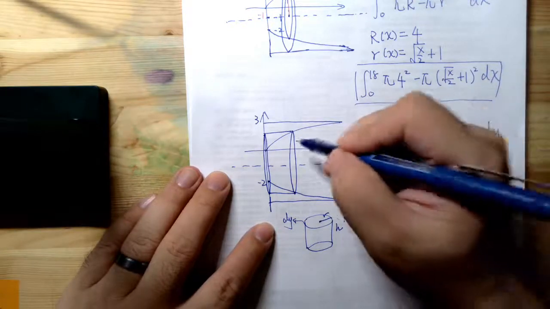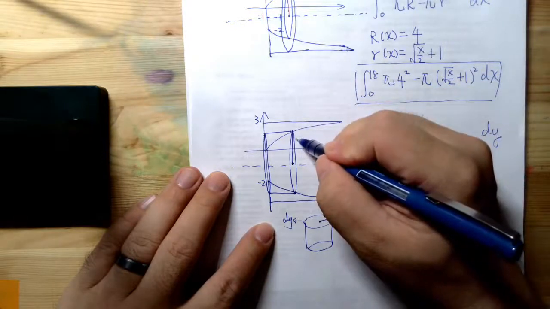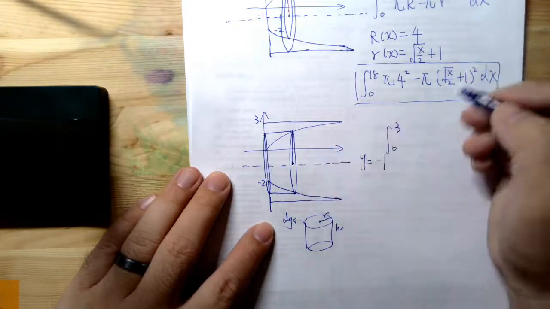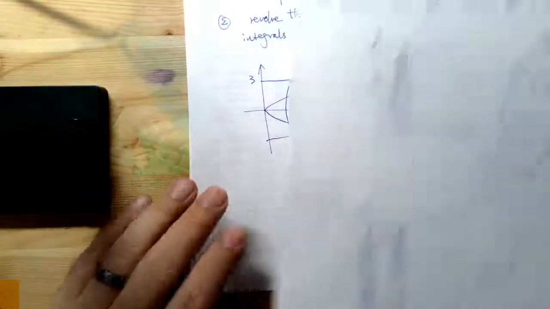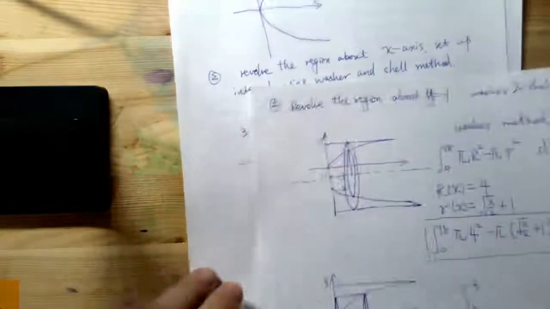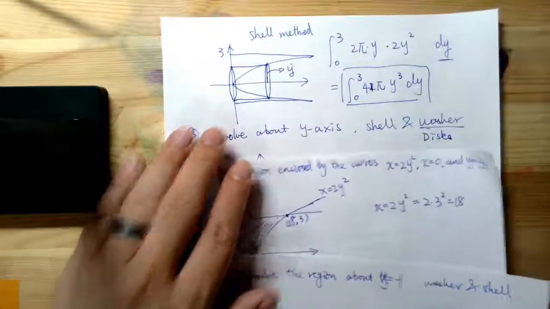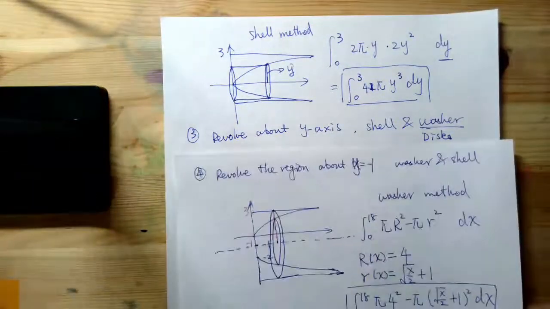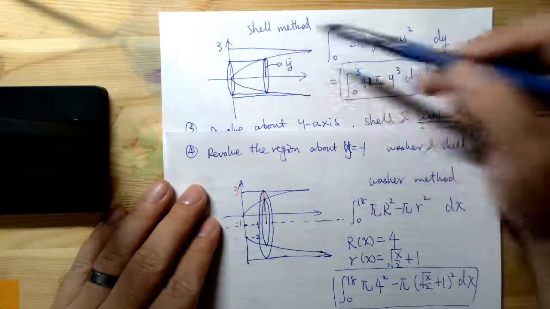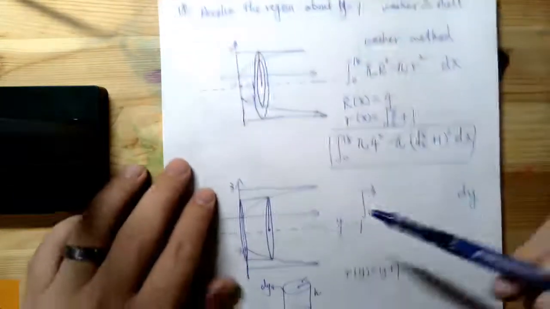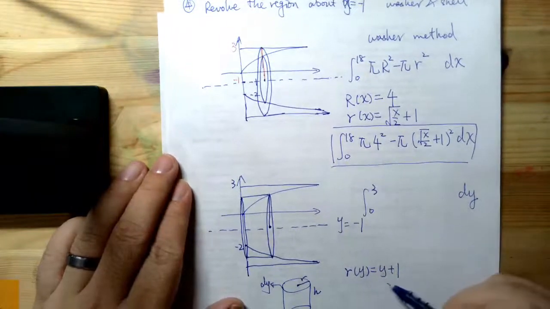So our radius in this problem here, as you can see, it's just y plus 1. Okay, so the radius in terms of y is y plus 1. And again, you can do a comparison with what we just did in the previous part, which you can see that if we use the shell and revolve just about the x-axis, the radius is y. But right now, when we revolve about y equals -1, the radius is going to be y plus 1.